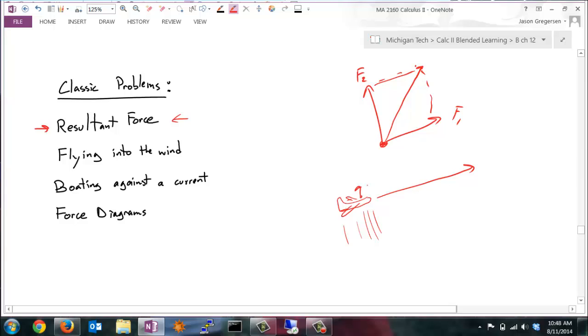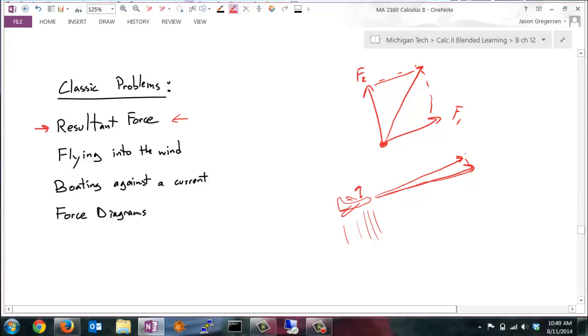And where will the plane actually travel? Well, in the direction of the sum of those two forces. It might be steering this direction, but it's traveling in this direction. Right? The sum of those two forces. So once again, this is just a resultant force problem. We're just defining our forces essentially in different ways.